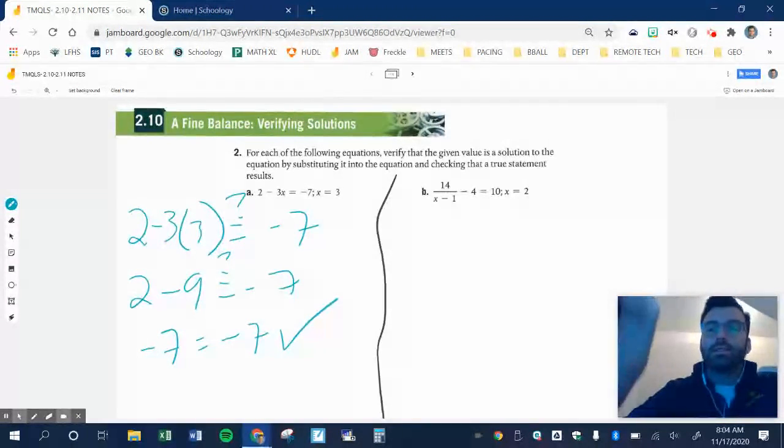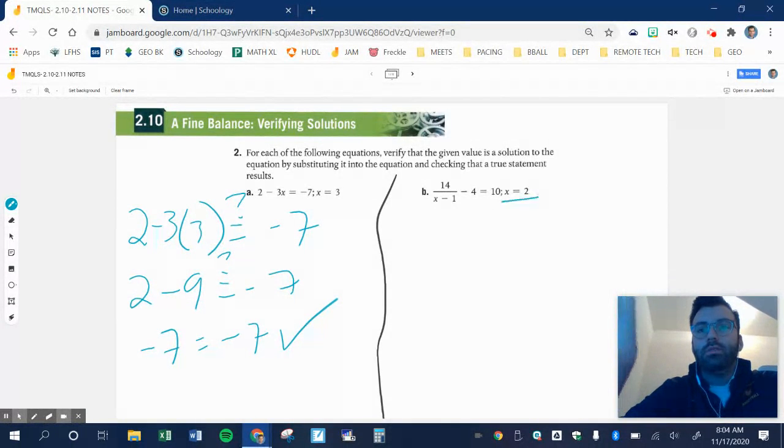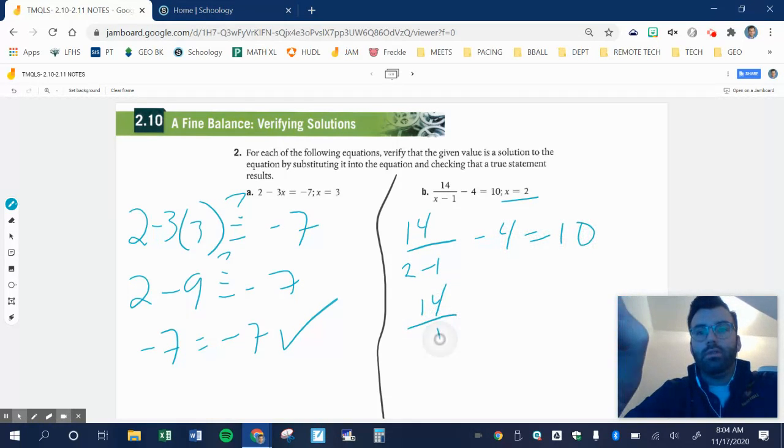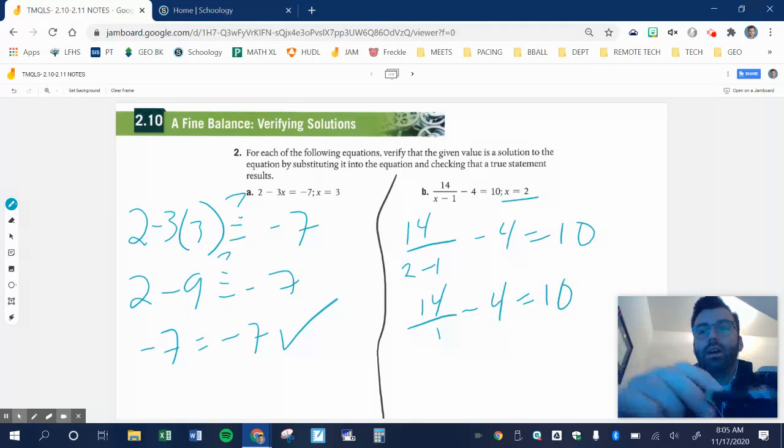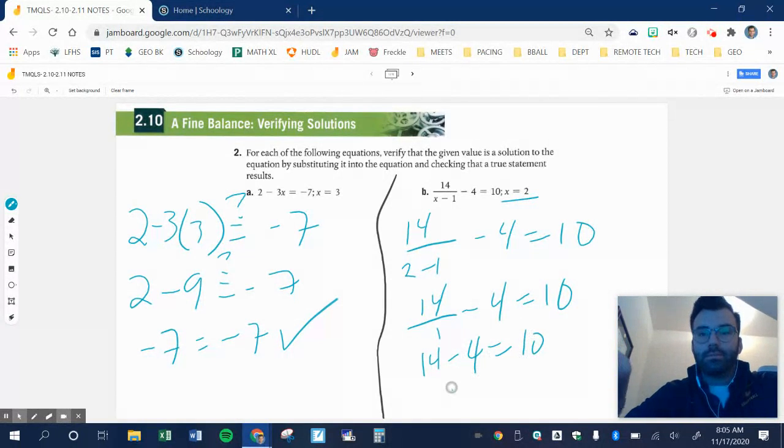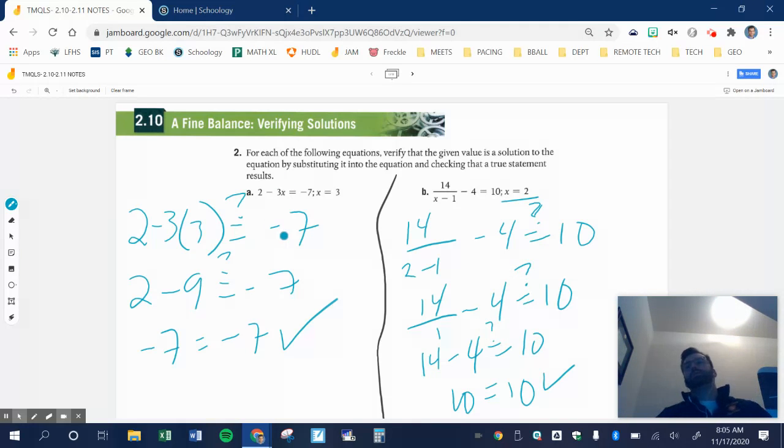That's it. So let's plug in 2 for x in this equation. 14 over 2 minus 1, minus 4 equals 10. 14 over 1 minus 4 equals 10. Any number over 1 is just that number itself, so it's 14 minus 4, 10. Holy buckets! 10 equals 10. Check. I should have been putting that question mark as I went along. Apologize.